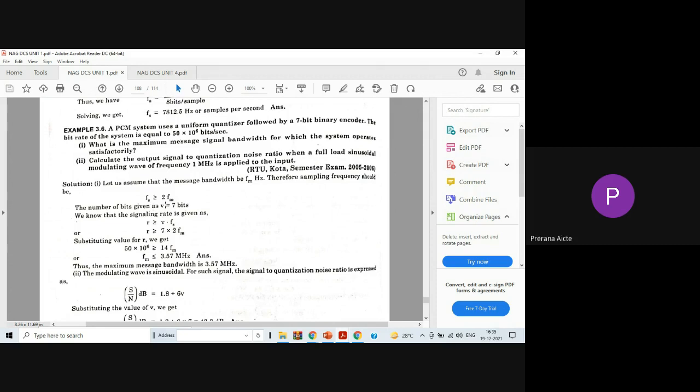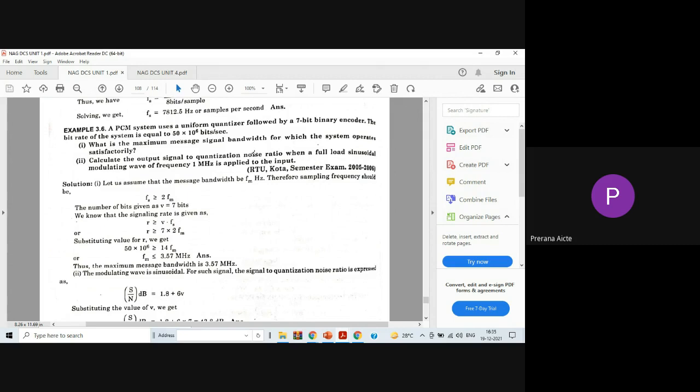For that, we need to find the maximum signal bandwidth. We know Fs is greater than or equal to 2 into Fm, and they have given the code word length as 7-bit binary codes, which is V equal to 7, and we need to find the signal to quantization noise ratio, right? So that is S by N equals 1.8 plus 6V. We know the value of V, and they said we have to find the maximum message signal, nothing but the sampling frequency. So the signaling rate is R equal to V into Fs. We know V means 7. Fs is nothing but 2 into Fm, right?